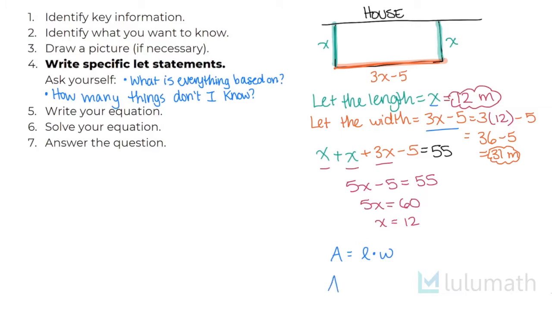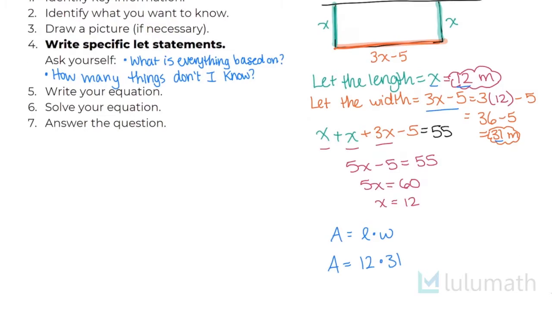So to find this area, I can take my length, which is this 12 meters, and I can take this width, which is 31, and I can multiply them together. And when I multiply 12 by 31, I get 372. So my area is 372 meters squared. So I've answered my question.